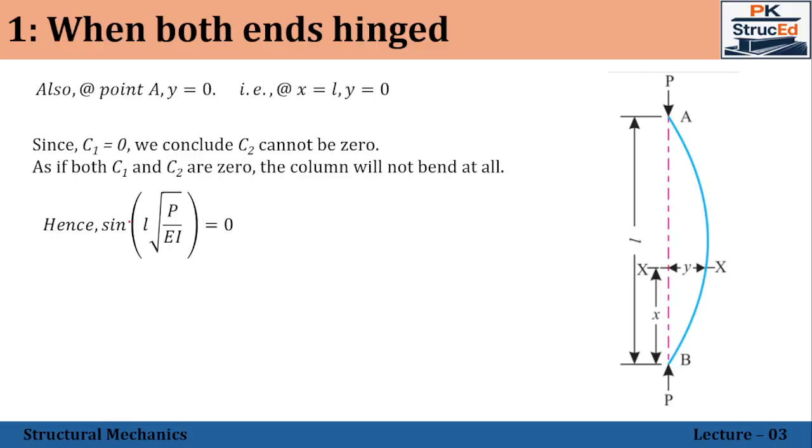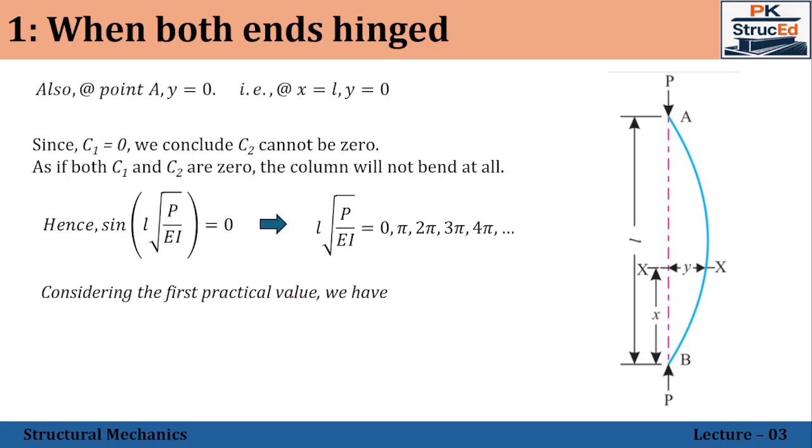Right. So sine of something is equal to 0, so that you will be getting theta is equal to either 0 or pi or 2 pi or 3 pi, in terms of pi's. So now, taking the first practical case, since L into root over P by EI equal to 0 is trivial, the next initial component we will be taking is equal to pi. That is, L into root over P by EI is equal to pi alone, we can take it.